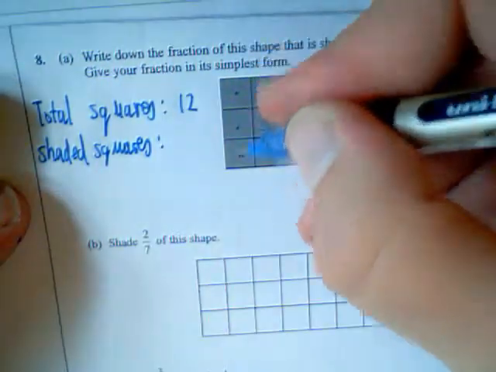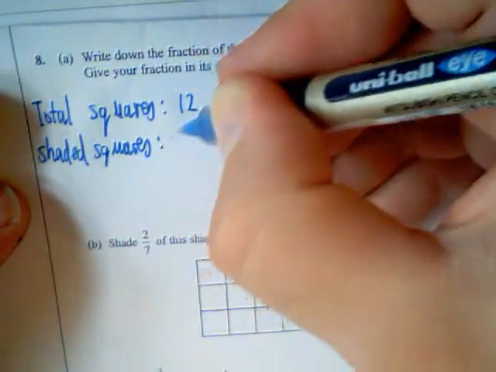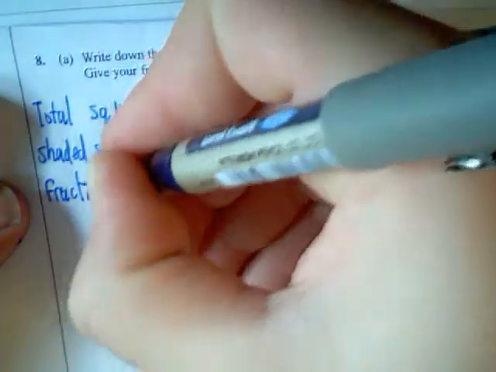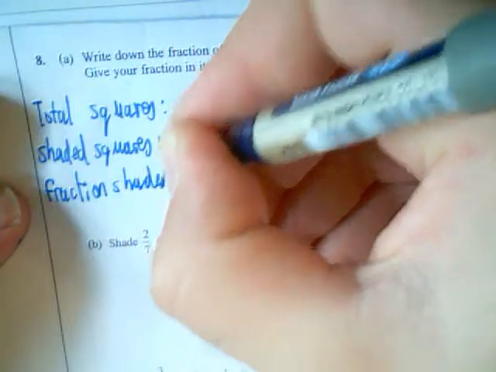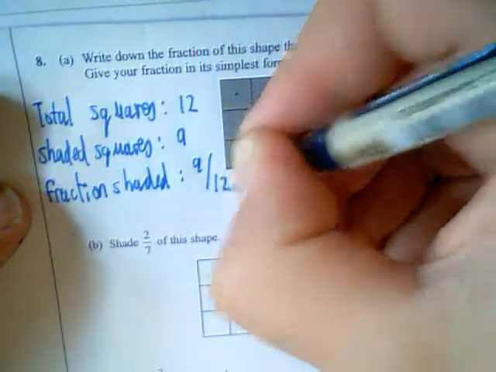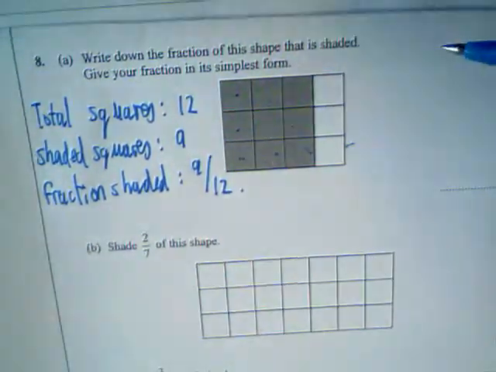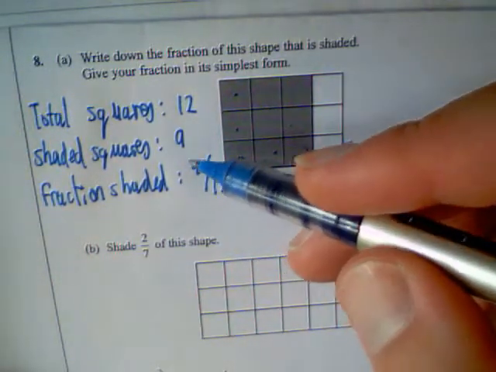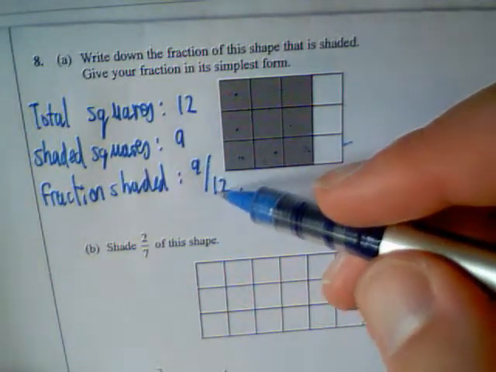Shaded squares is then 1, 2, 3, 4, 5, 6, 7, 8, 9. So fraction shaded is then just 9 over 12. But we have to give it in its simplest form. We'd probably get 1 mark for this, but we want it in its simplest form, which is what? Well, what goes into 9 and what goes into 12?